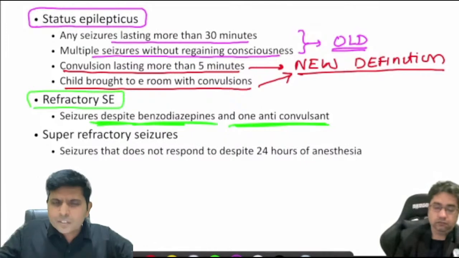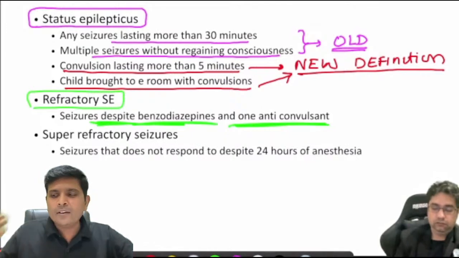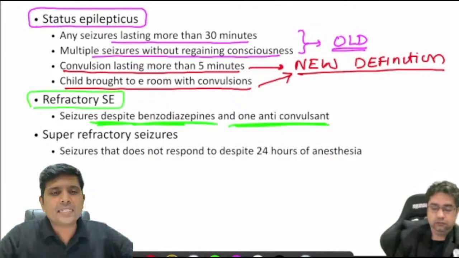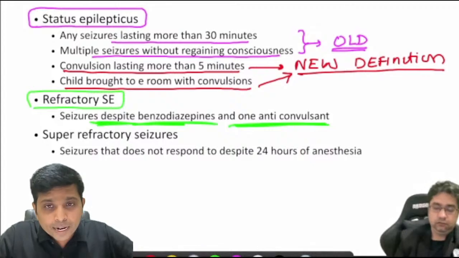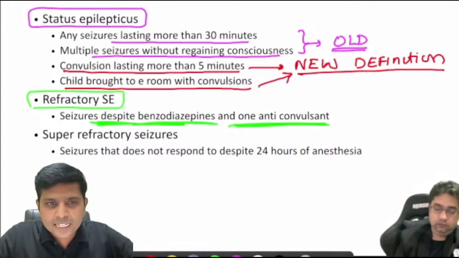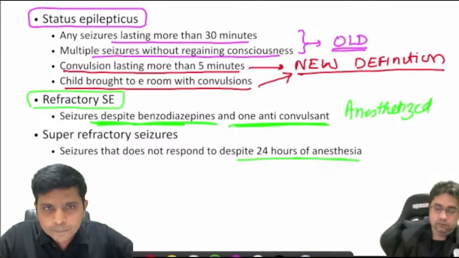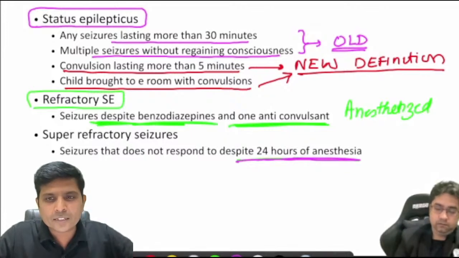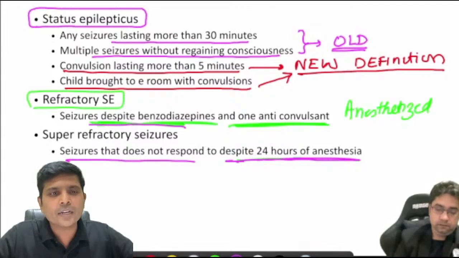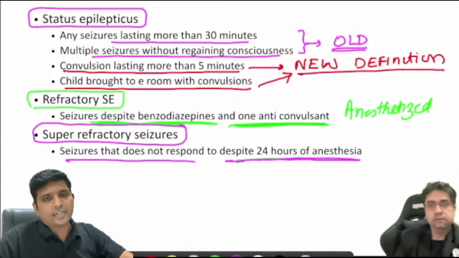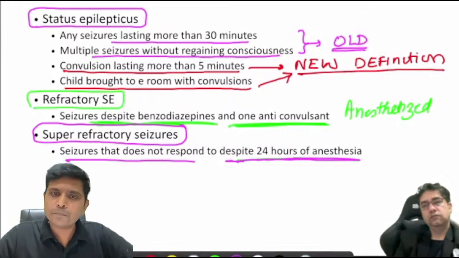In those instances, finally we will anesthetize the child. Despite 24 hours of anesthesia, if the child is still having seizures, it is called super refractory seizures. I repeat, despite 24 hours of anesthesia, if the child is still having seizures, it is called super refractory seizures.